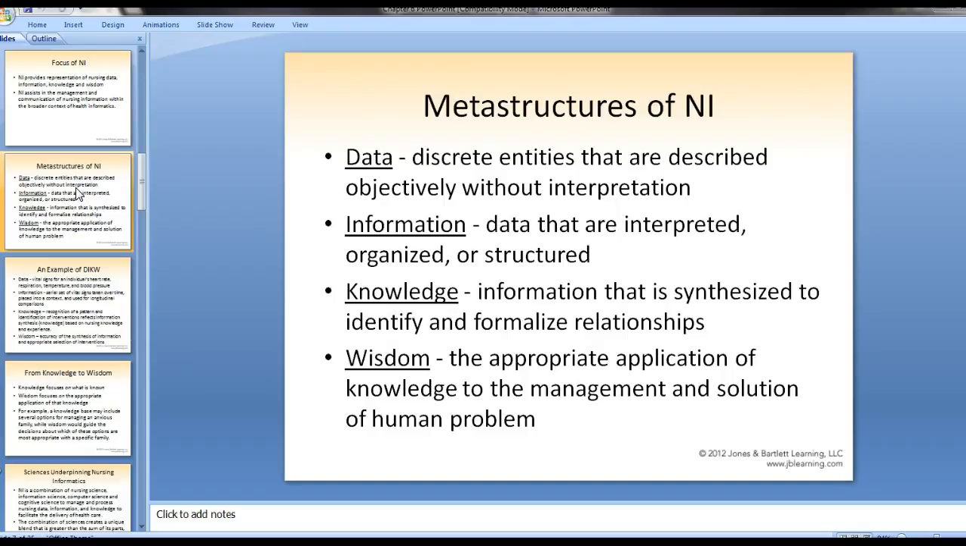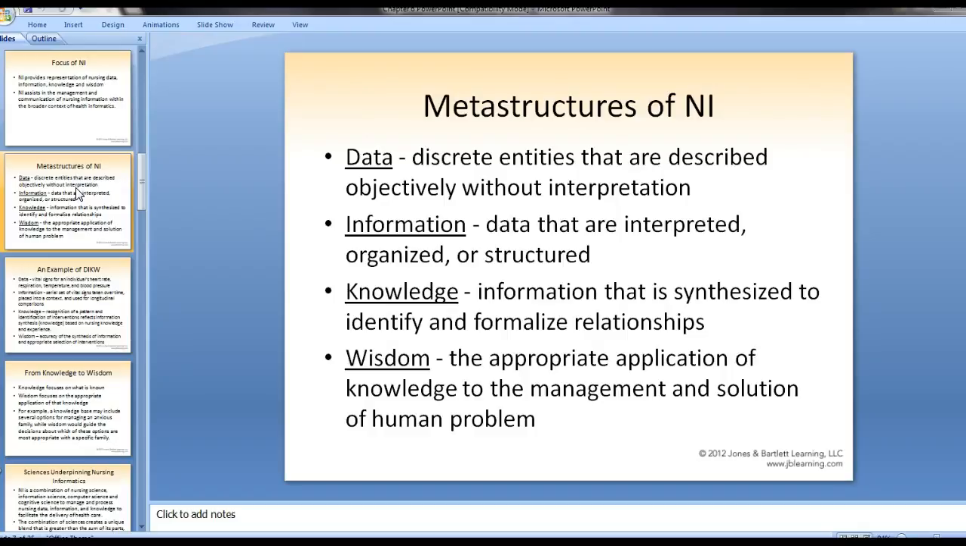We organize it in charts. We organize it in graphs in our minds. And we structure it so that we can process information. And then what becomes of that information? It's knowledge. It's information that's synthesized to identify and formalize a relationship. Okay, somebody's pulse keeps going up and their blood pressure keeps going down. We're going to formalize a relationship to what? To shock. And so next we'll implement our wisdom.